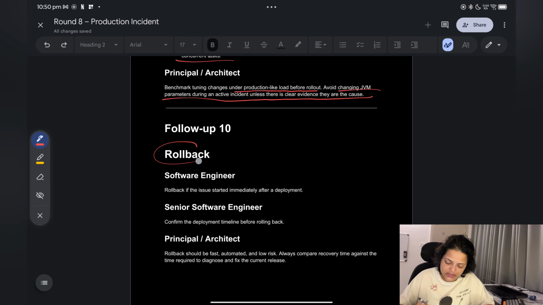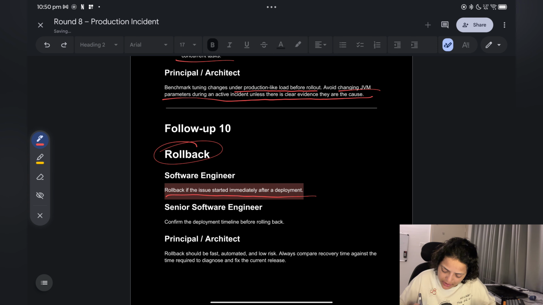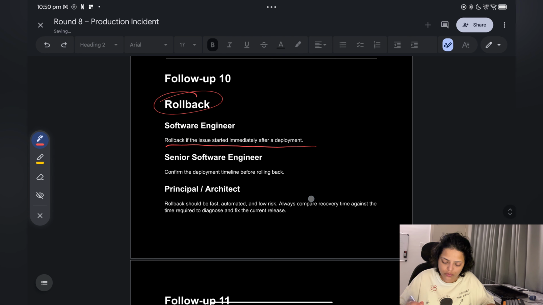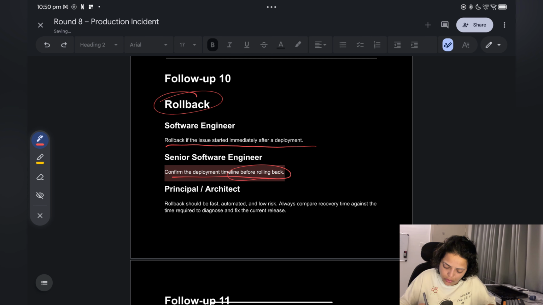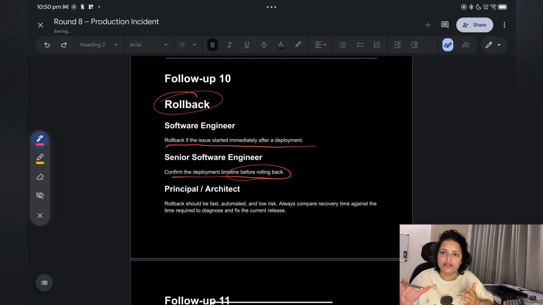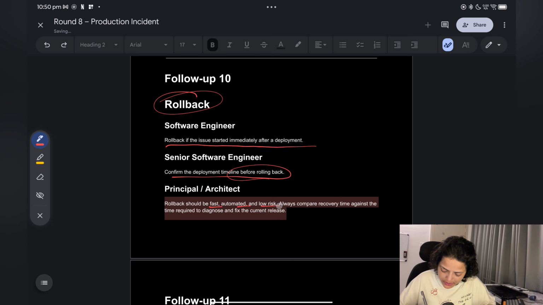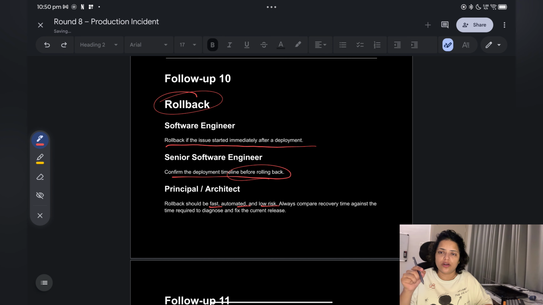Now follow-up question 10 is related to rollback. The software engineer will say to roll back if the issue started immediately after the deployment. That is one thing we do. The senior software engineer will say to confirm the deployment timeline before rolling back. First check at least the deployment timeline. And then the principal architect will say that rollback should be fast, automated, and low risk. It's not that you manually roll back the changes. It should be automated: you just click a button and it rolls back to the previous version. Always compare recovery time against the time required to diagnose and fix the current release.